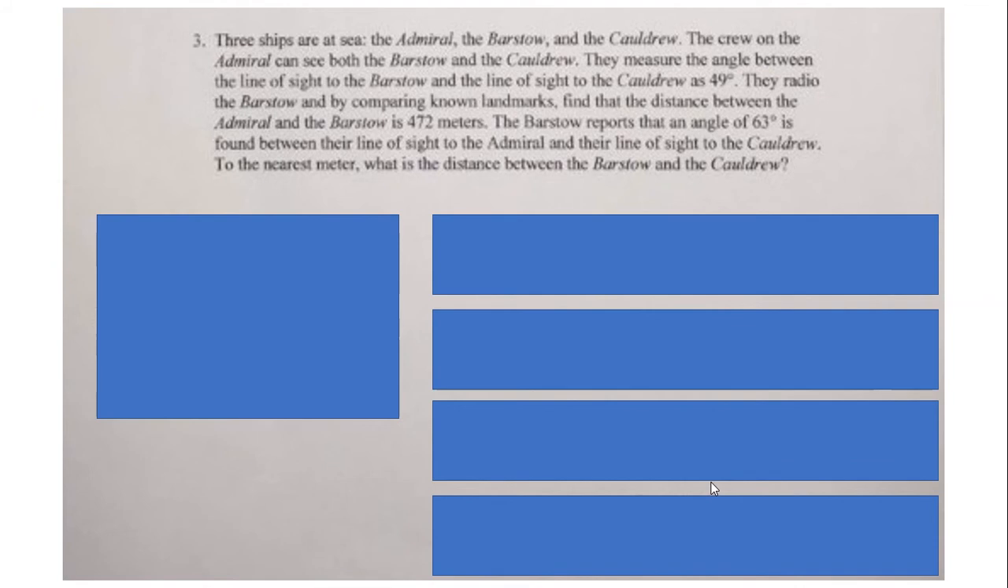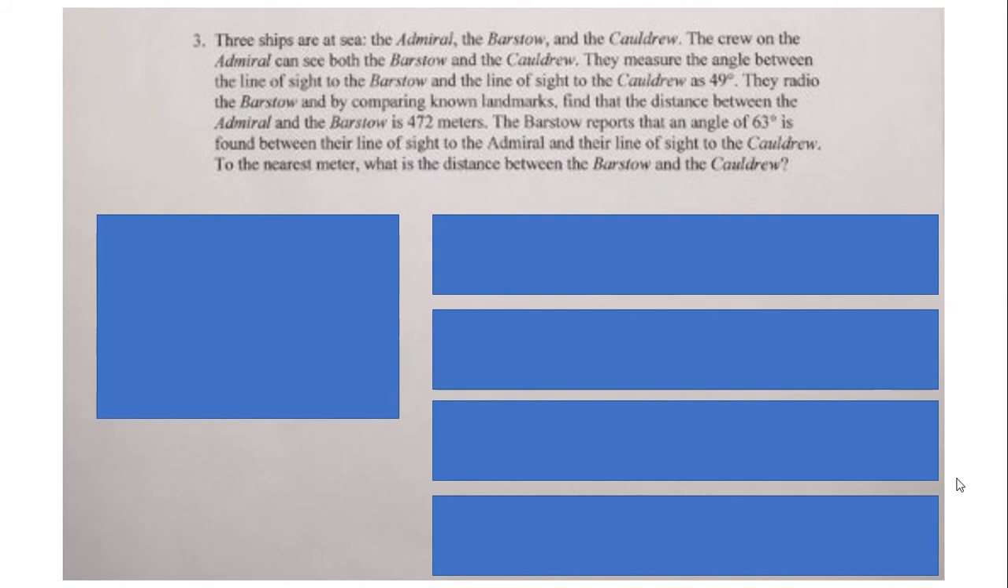Three ships are at sea: the Admiral, the Barstow, and the Caldrew. The crew on the Admiral can see both the Barstow and the Caldrew. They measure the angle between the line of sight to the Barstow and the line of sight to the Caldrew as 49 degrees. They radio the Barstow and, by comparing known landmarks, find that the distance between the Admiral and the Barstow is 472 meters.